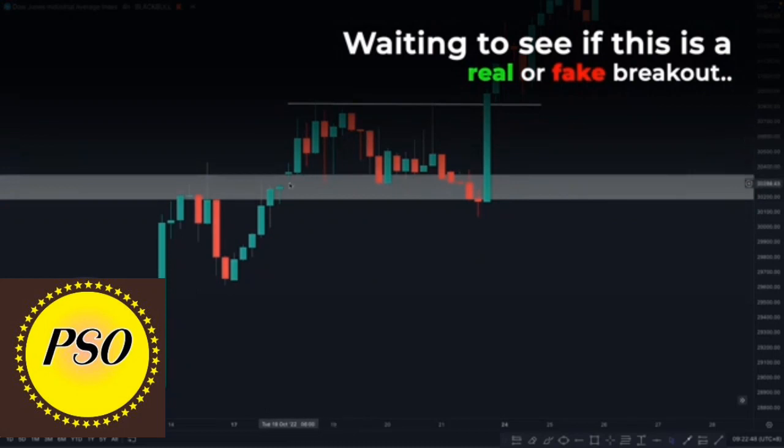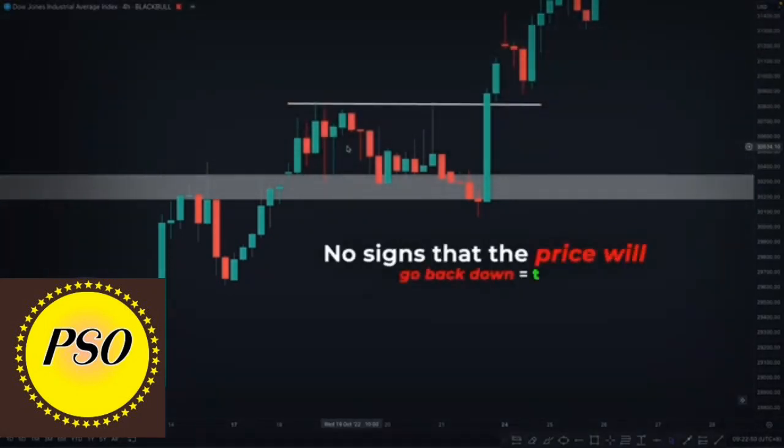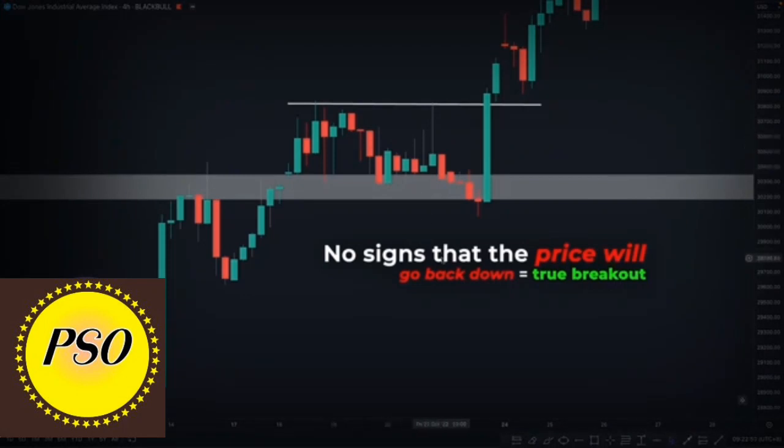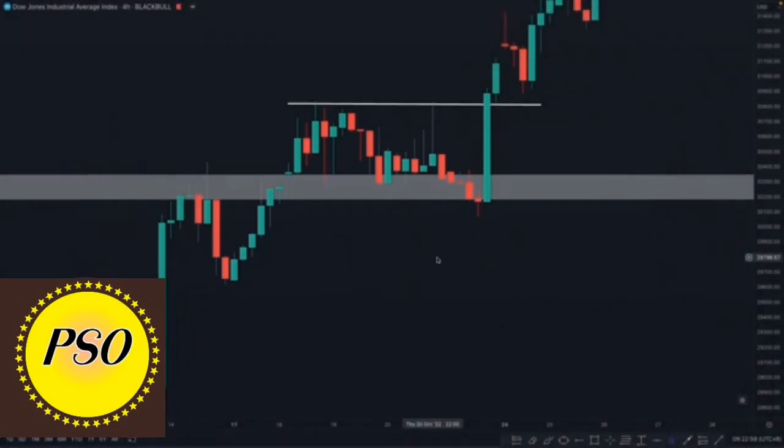And over here, when price breaks through the key level, there are no signs that it's going to go back down. So this tells us that this is a true breakout. Once you have identified that it's a true breakout, the next question will be, where do we enter for the trade? That is when breakout patterns come into place.